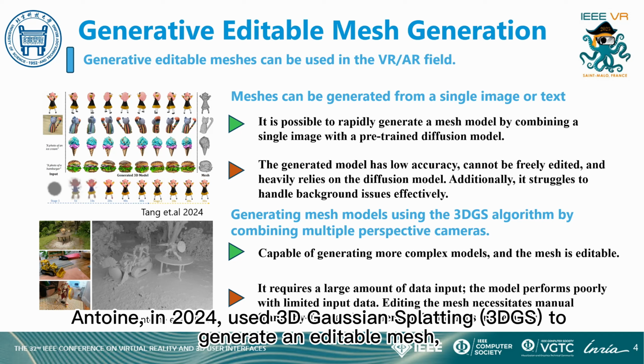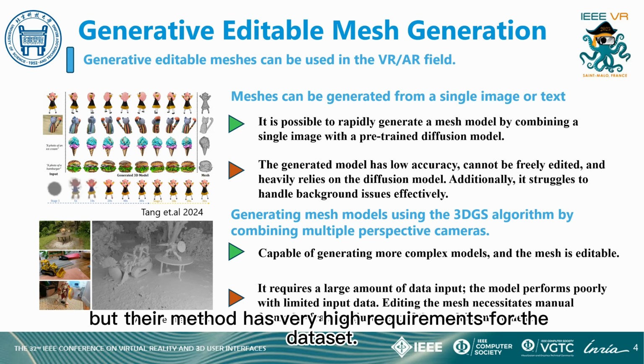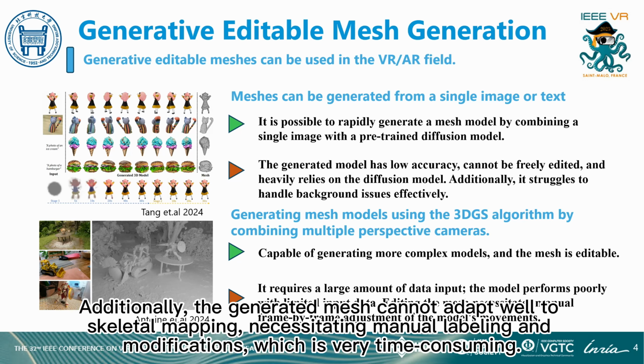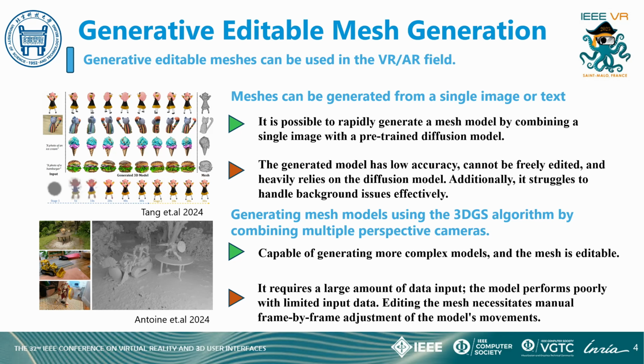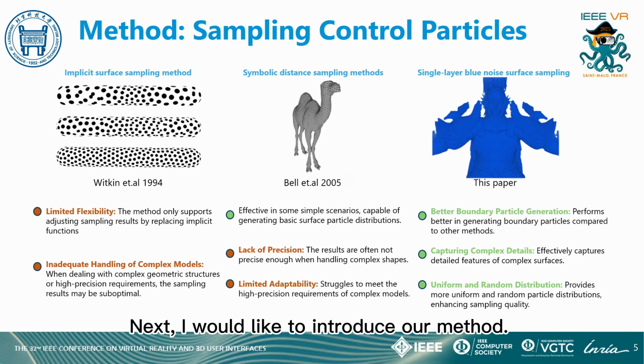Antoine, in 2024, used free Gaussian splatting, FreeGS, to generate an editable mesh, but their method has very high requirements for the dataset. Additionally, the generated mesh cannot adapt well to skeletal mapping, necessitating manual labeling and modifications, which is very time-consuming. Next, I would like to introduce our method.